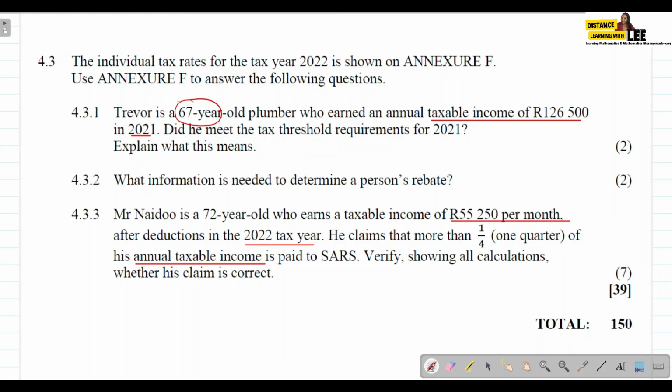However, what are we given here? We are only given his monthly income. So we need to find out how much Mr. Naidu is making in a year. After we've determined that, we are going to multiply it by a quarter to identify how much he's saying he pays to SARS, because he says he pays more than a quarter. Then from there, we're going to calculate how much tax he actually pays using the information in our tax table.